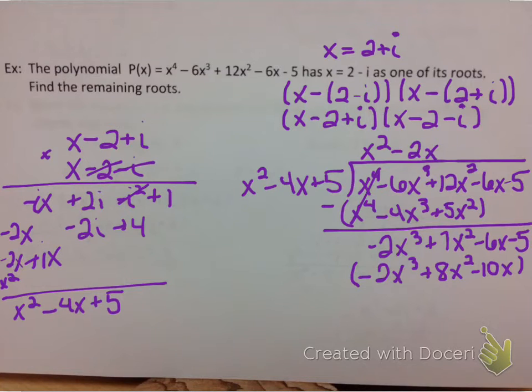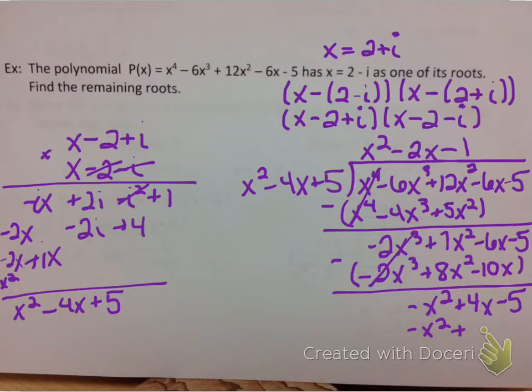Take that whole row and subtract. So those will cancel. The 8x squared will become a minus, so you end up with minus 1x squared, and the minus 10x will become a plus 10x, so you get plus 4x, and then you get the minus 5 that carries down. Then x squared into negative x squared is minus 1. So minus 1 times x squared is negative x squared, negative 1 times negative 4x is positive 4x, and negative 1 times 5 is minus 5. And so when you subtract, you get your remainder of 0.